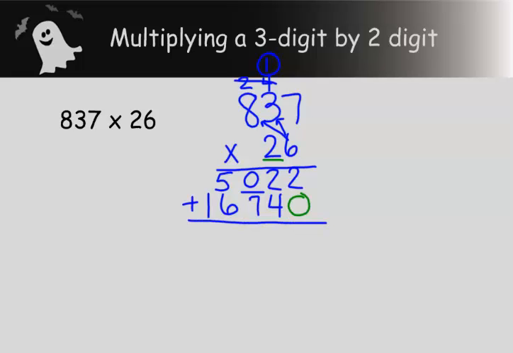These are partial products, so we're going to line up our columns and add carefully. 2 plus 0 is 2. 2 plus 4 is 6. 0 plus 7 is 7. 5 plus 6 is 11. And 1 plus 1 is 2. Don't forget your comma. We count in the ones, tens, hundreds, comma, and we have 21,762.